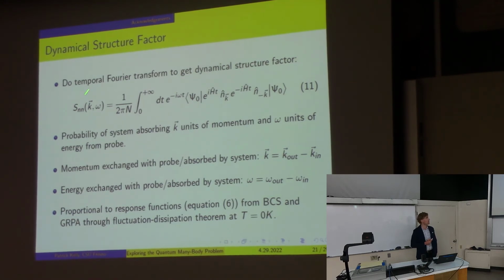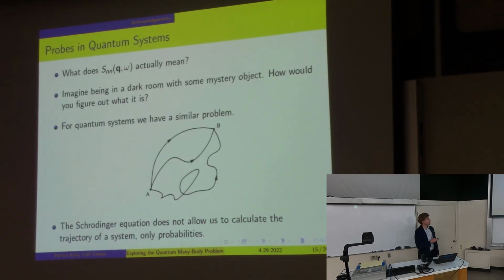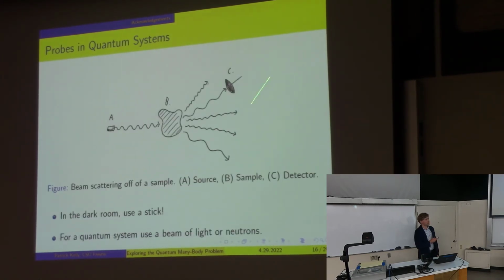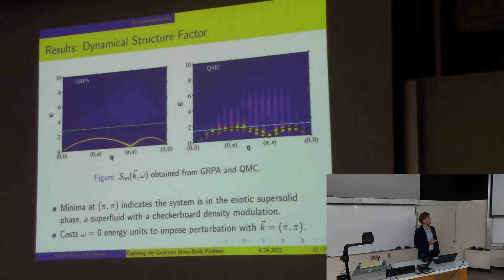So you take one more temporal Fourier transform, go to omega space, and then you've got the dynamical structure factor. That's its definition, but you can derive it from other defined quantities. Its intuitive meaning is the probability of the system absorbing k units of momentum and omega units of energy from the probe, where k is the change in momentum or wave vector of the probe, and omega is the change in frequency of the probe as it comes in and then leaves the system.